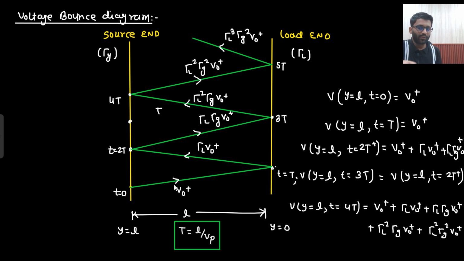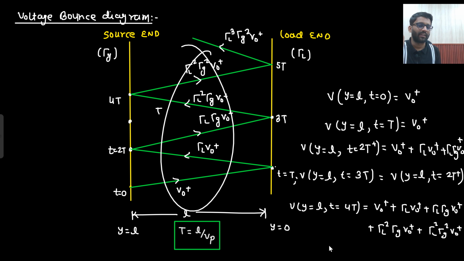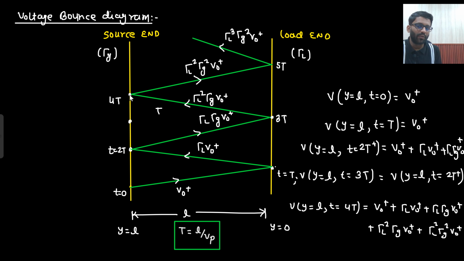So at t equals 0 if they ask, only V naught plus is there. At t equals 2t if they ask, then V naught plus, gamma L V naught plus, gamma L gamma G V naught plus, all these three things are there. If they ask at t equals 4t, that means all these five are there. So what you will do in the bounce diagram, you will go to 4t and you will see, okay, this wave and this wave is there, this wave is there, and lower waves will also be there.